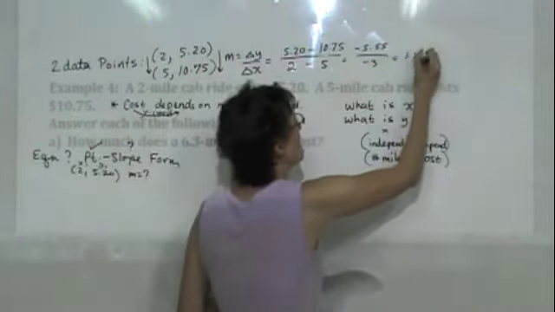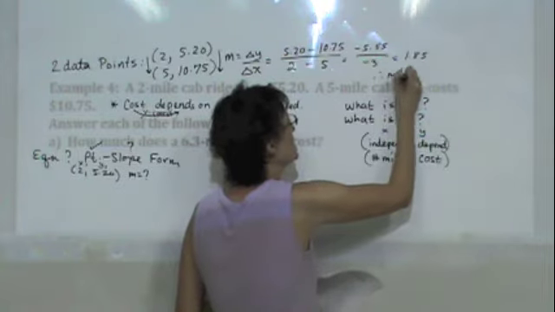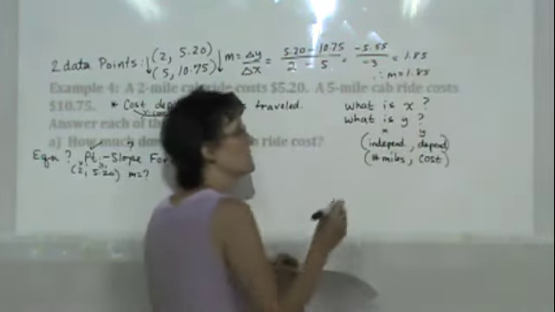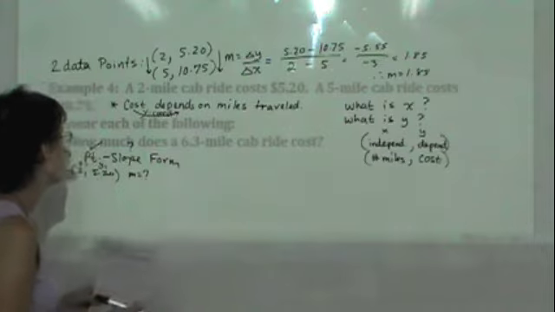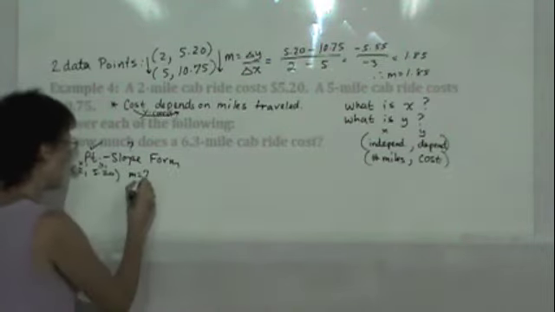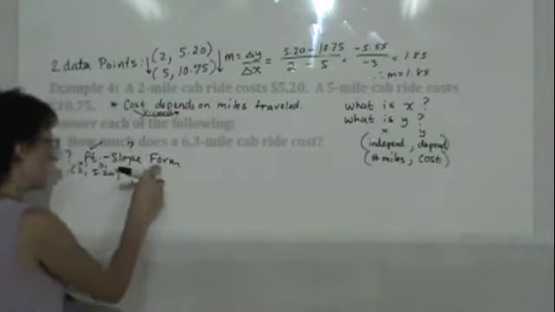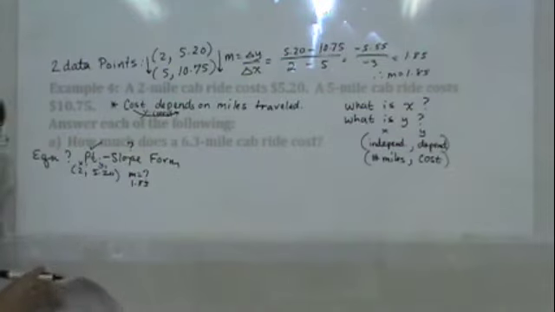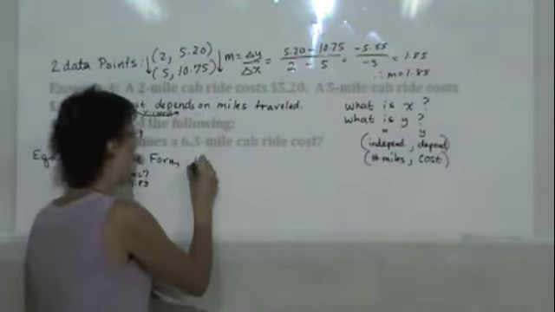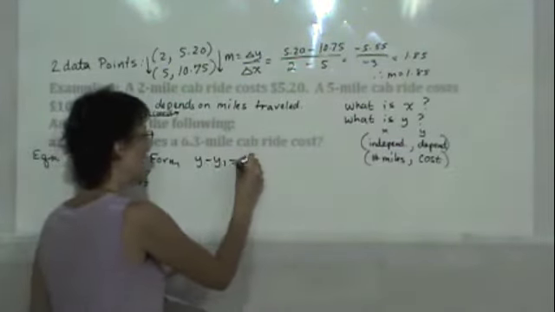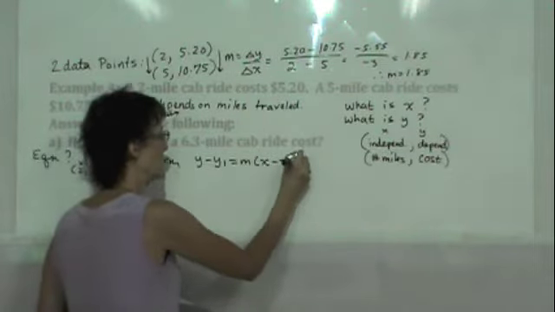And then we actually get 1.85. So therefore our slope is equal to 1.85. Yes, you may use your decimals. Now I've got my slope, 1.85, so now I'm ready for my equation. So I've got y minus y1 equals m times x minus x1.